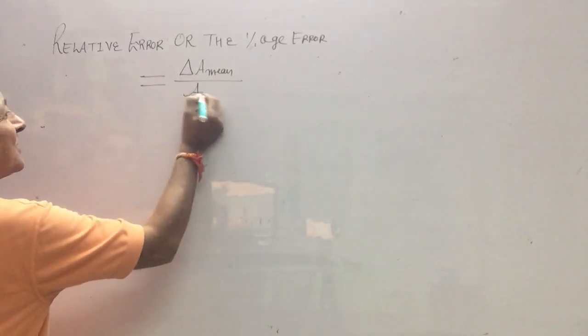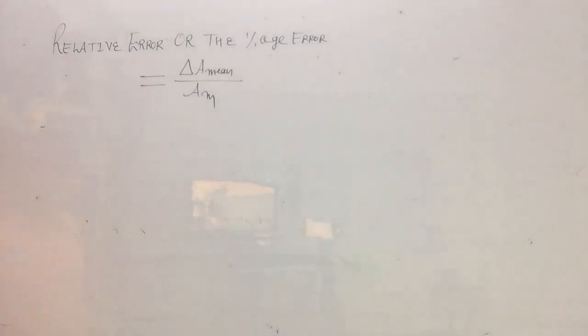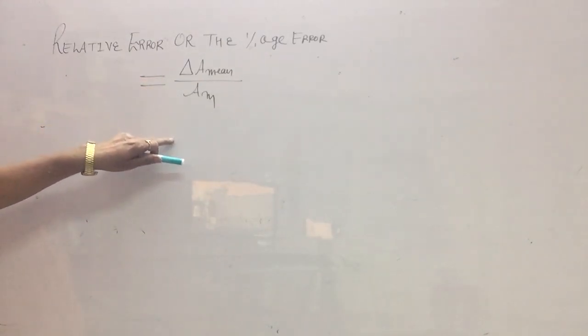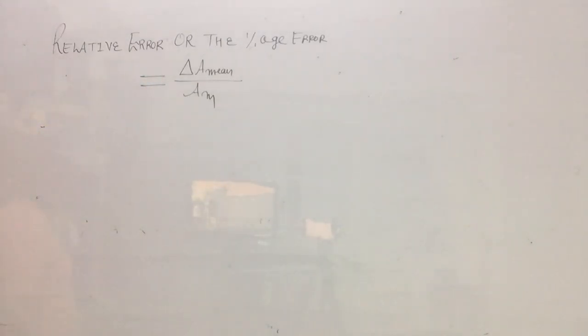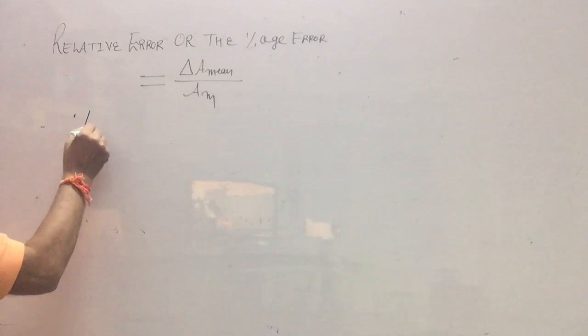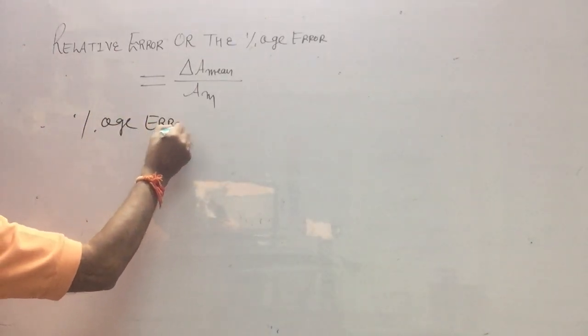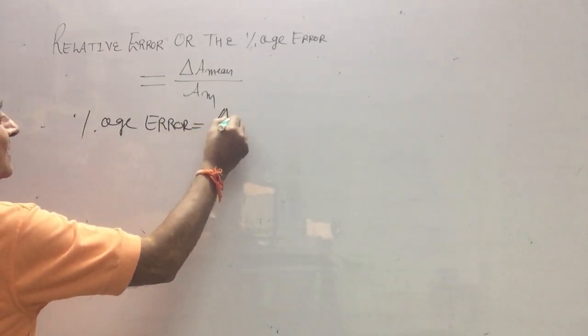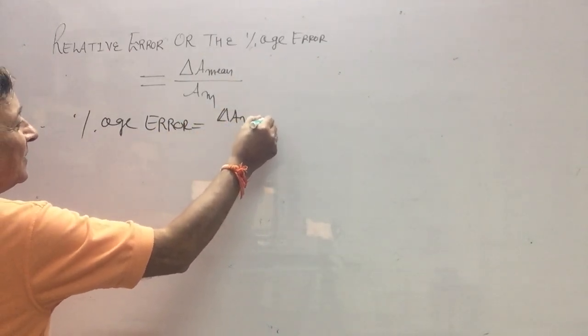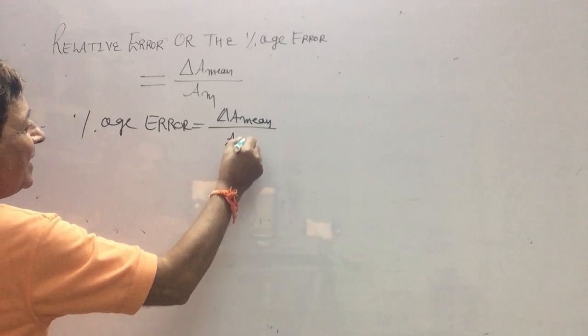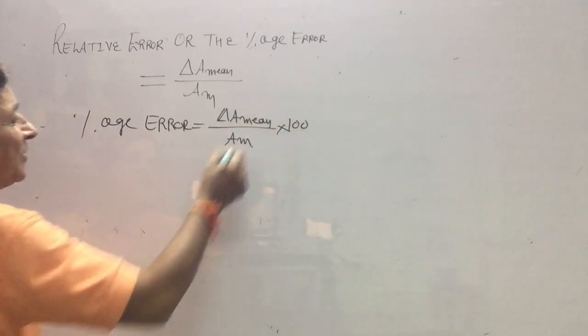So students, what is AM? True value, nearly true value. So if you divide delta A mean by AM, you will get a relative error. How we can express it in percentage? बहुत सिंपल है. Percentage error is equal to delta A mean divided by AM into 100.